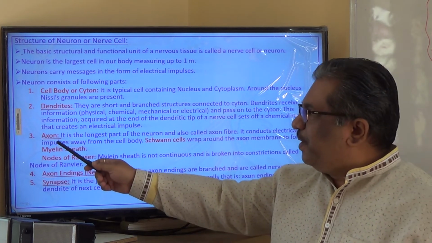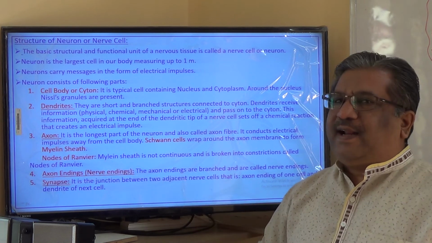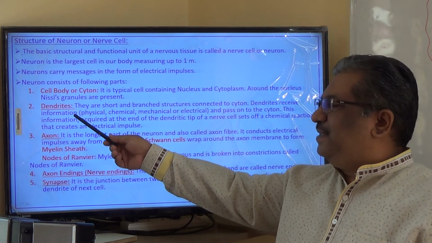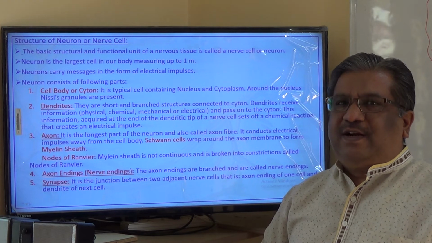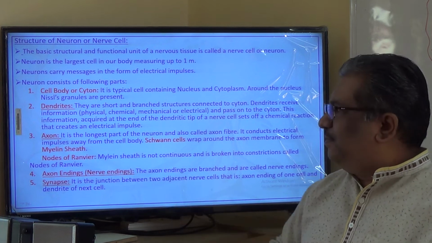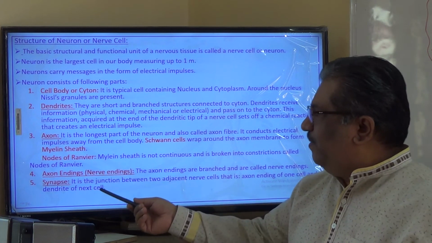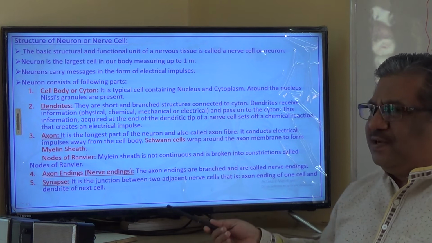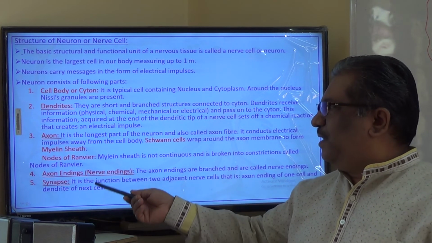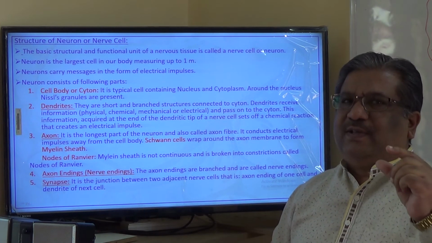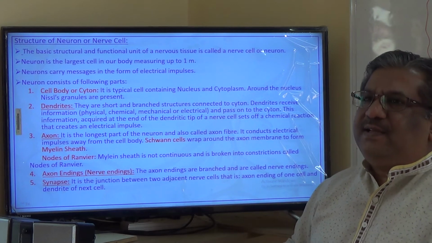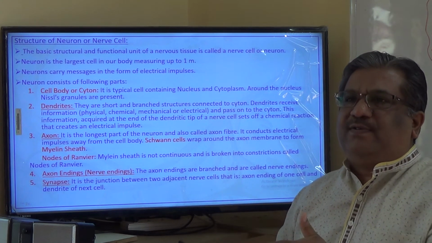And another important point I said, axon transmits signals away from the cell body, whereas dendrites transmit signals towards the cell body. That is one point of distinction. Okay. Next comes nodes of Ranvier. Function and all is not required. These are the constrictions on the myelin sheath. Nodes of Ranvier are the constrictions on the myelin sheath. Axon endings or the nerve endings, these are the end terminals or end points of the axon.